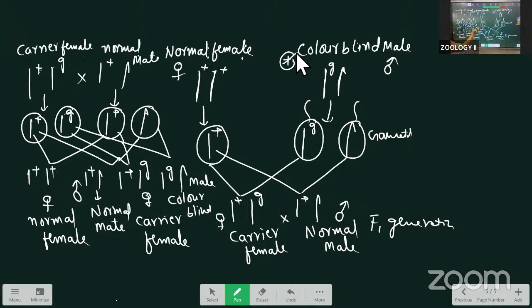Next, in the F1 generation, nobody is having color blindness. In the F2 generation, they are having color blindness. It means one generation is skipped. That's why we call it a skipped generation. Here, color blindness is coming from the grandfather to the grandson. I will write in detail, small, then you can understand easily.